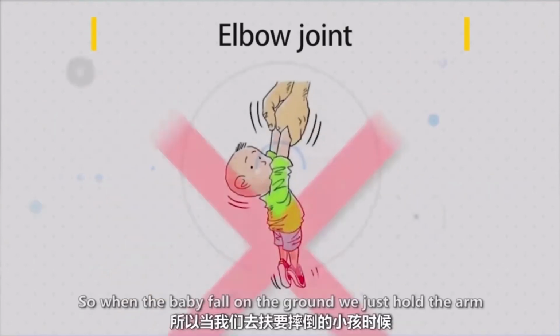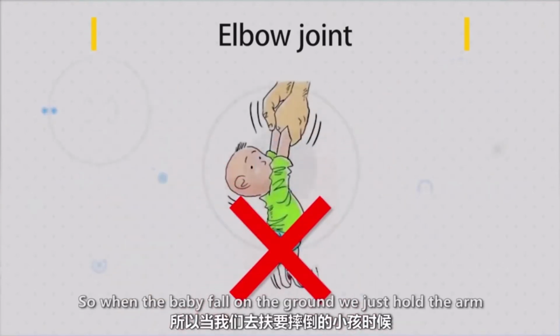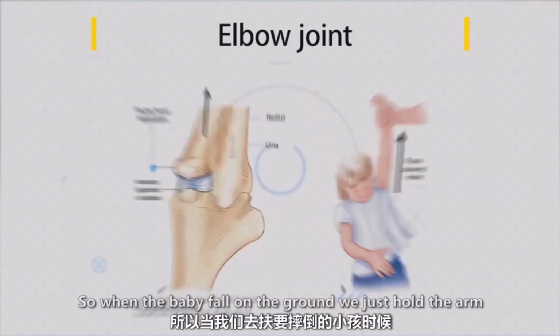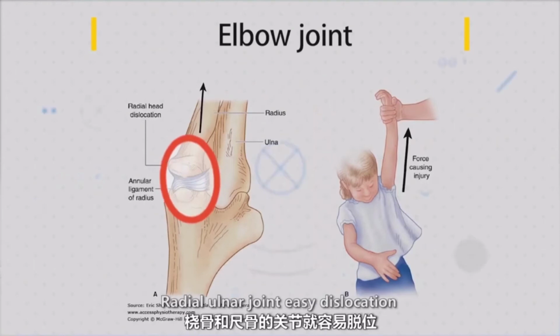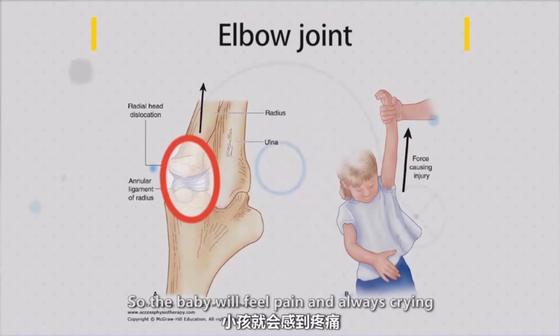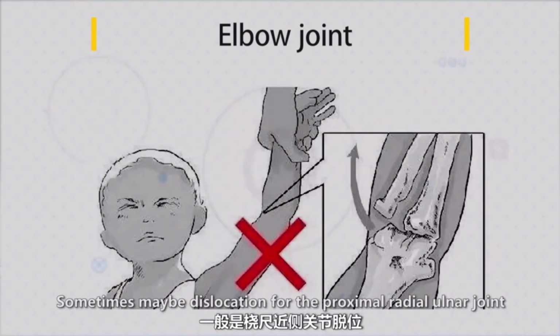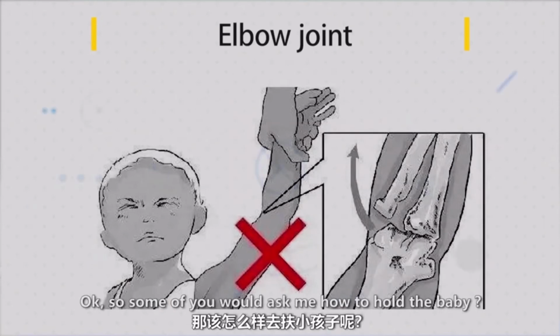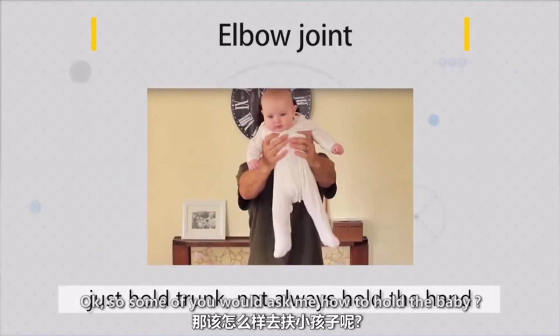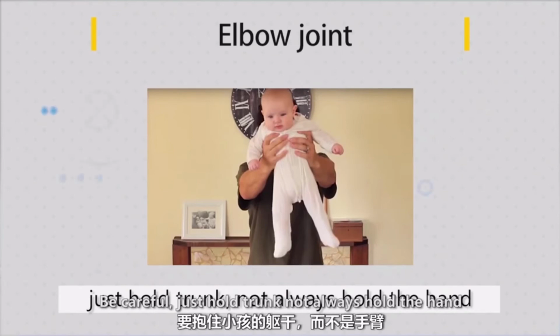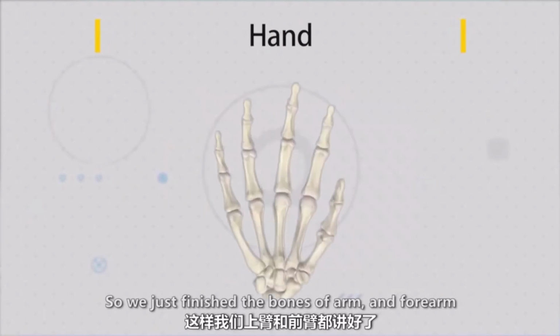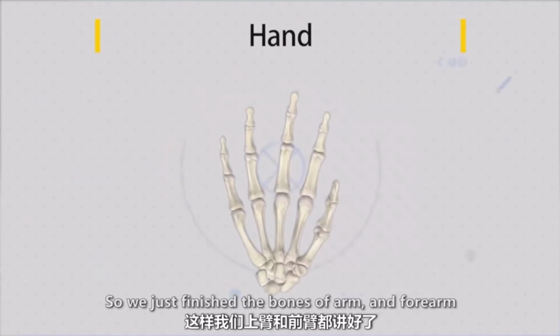So if the baby falls on the ground, we just hold the arm. Be careful, hold the arm. See? So the radial-ulnar joint is easily dislocated. The baby will feel pain and always cry. Sometimes, be careful, there may also be dislocation of the distal radial-ulnar joint. Okay? Someone would ask me how to hold the baby. Be careful, just hold the trunk, not always the hand. So we have just finished the girdle bone, the arm, and the forearm bone.